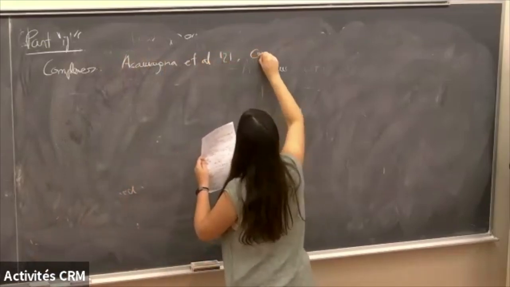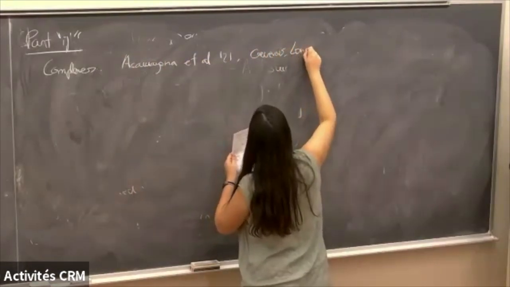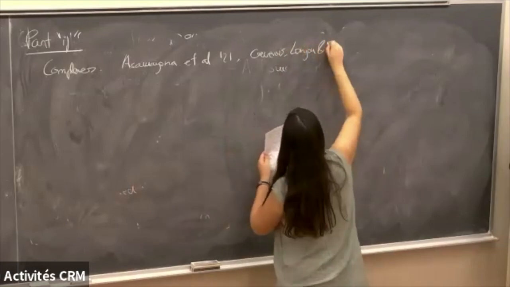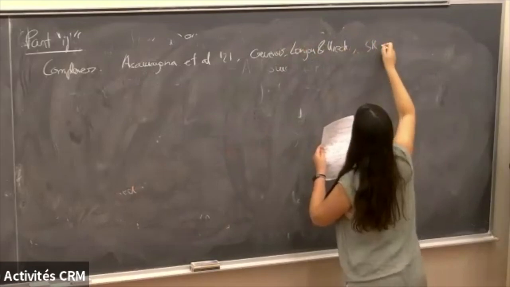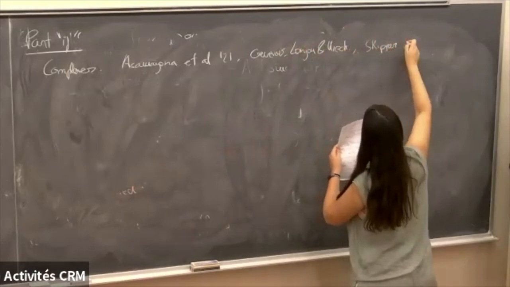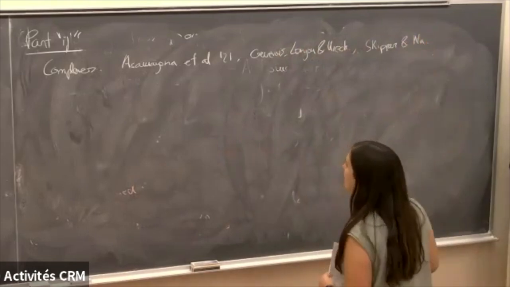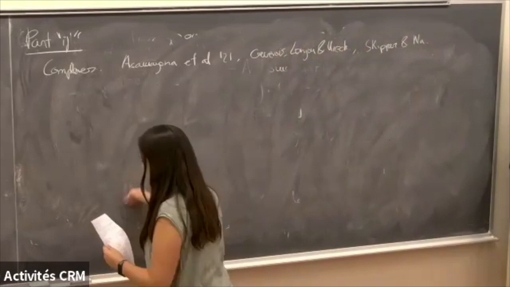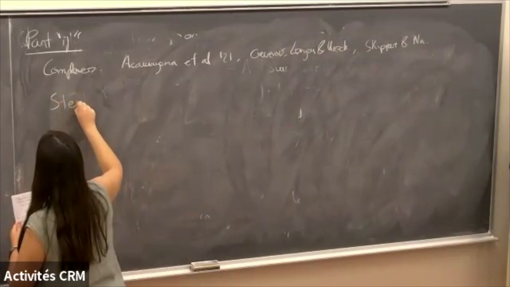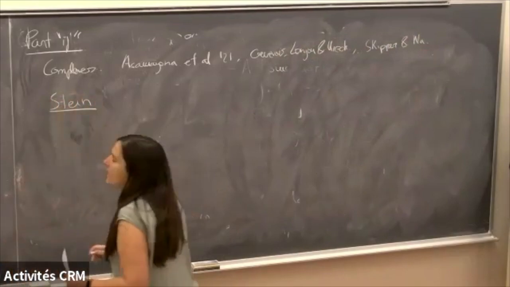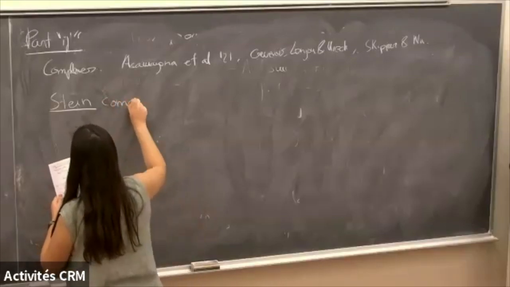Also Genevois, Lonjou, Urech, a very good friend of mine, and also Rachel and Xiaolei, Skipper and Wu. And what we're going to use is trying to generalize the Stein-Farley complex, which is a common tool for studying Thompson's groups. So the Stein complex goes as follows.